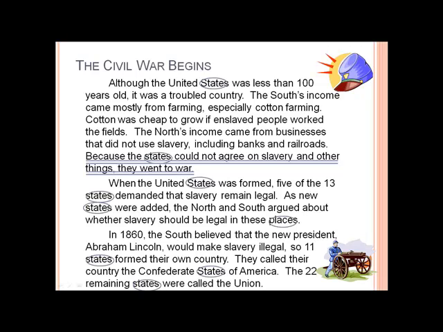And then last, underline the relevant information. I underline stuff about the North's income and the South's income, about how they argued, and how they were afraid that slavery is going to be illegal, so the South took 11 states and formed their own country, while the rest of them stayed with the Union. So now let's make some connections.